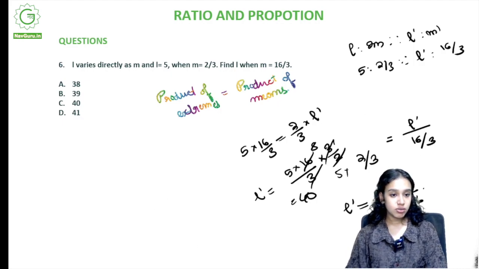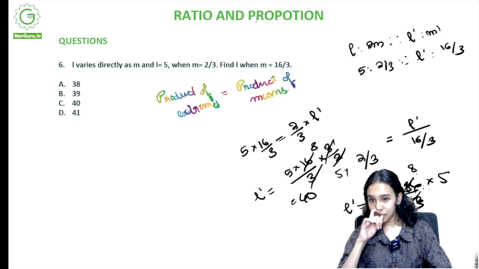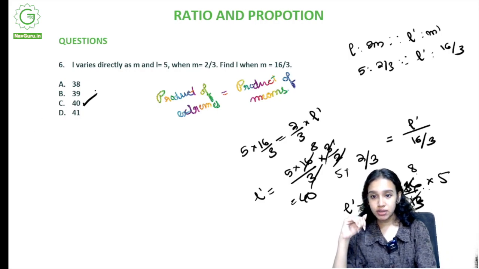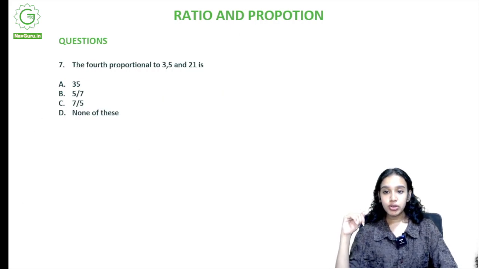This is inverse here because it comes on this side. So, it's 16 by 3 into 5. So, we cancel out 3 and 3, and we had 2 and 16, that is 8, and 8 into 5 is 40. Now, the answer for this question is 40. Now, moving on to the next question.